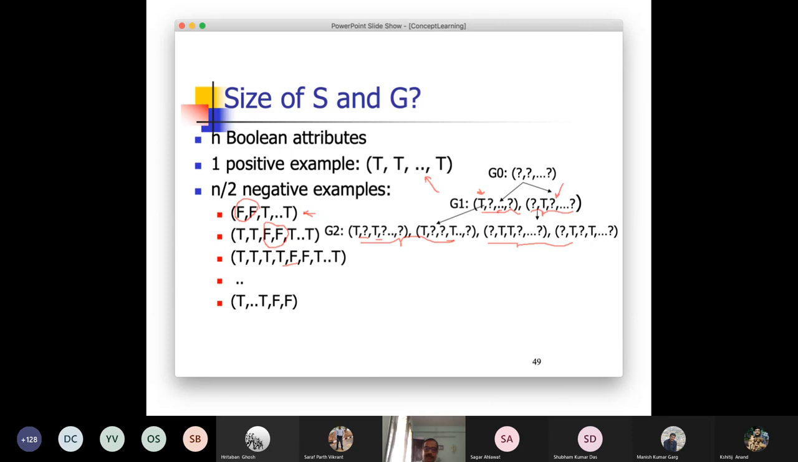So finally, as you understand that, you will get the sizes in this form. Your size of S will be 1, but size of G will be 2 to the power n by 2. Which means it's exponential in the order of the samples.